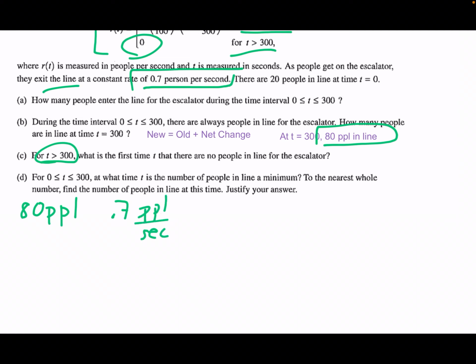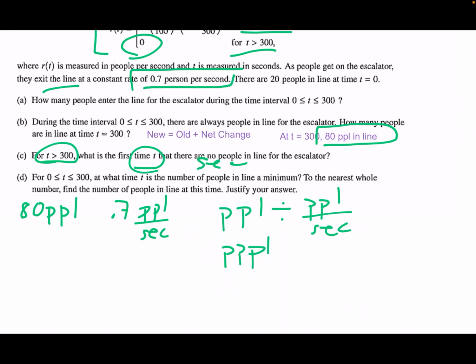Okay. So what do you do with those units? Because the first time would just be seconds, right? So if I want to get into seconds here, what do I do? Well, the best thing to do is divide your people by your people per second. When you do that division, instead of dividing by people per second, it's times seconds per person, and the people divide out, and I'm left with seconds, which is perfect.